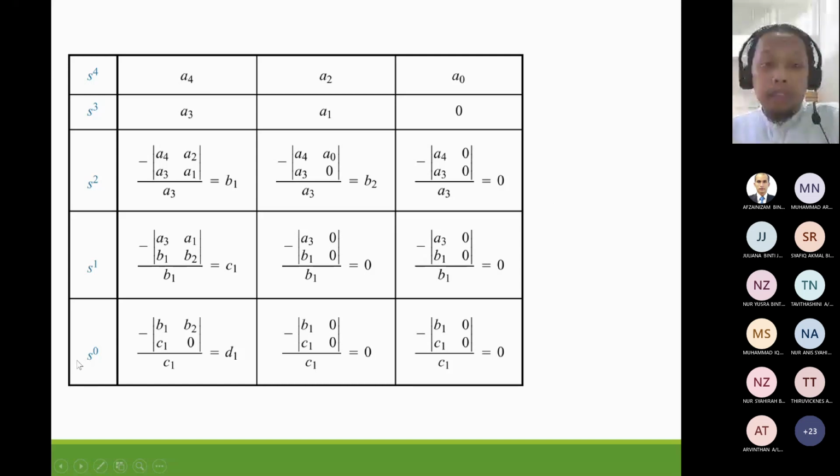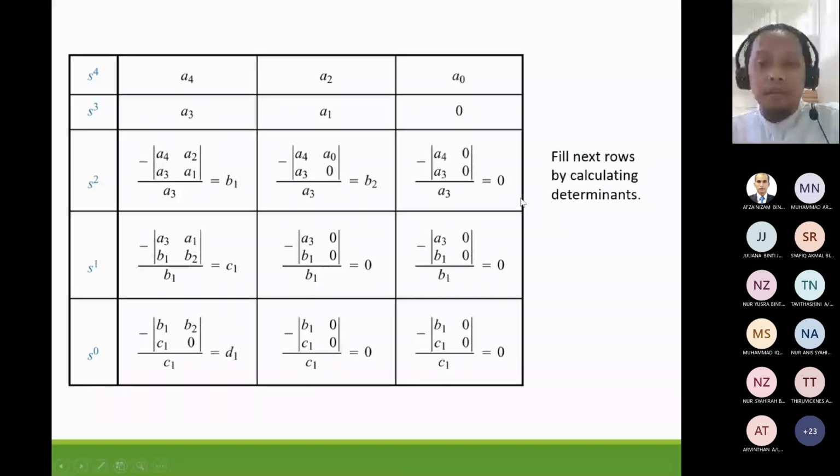Okay, so that's basically how to completely fill the Routh table. Fill the next rows by calculating the determinants. So always remember this is determinants. Later maybe when you do the tutorial, you can try by yourself how to calculate this.